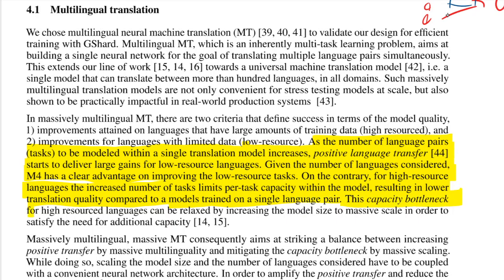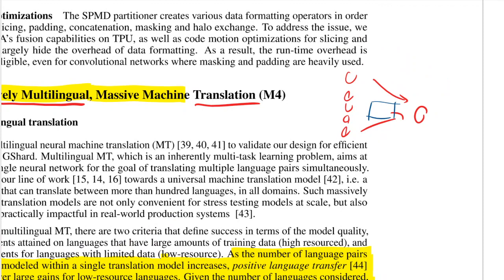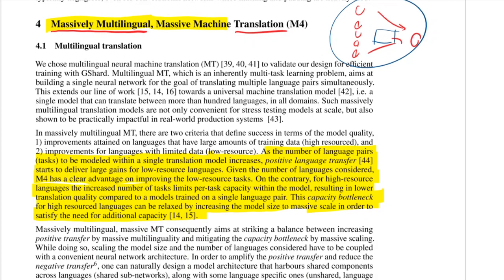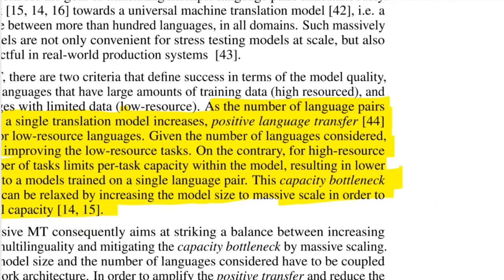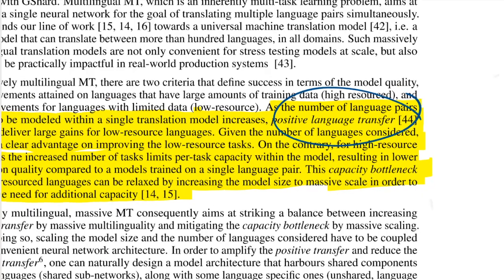This capacity bottleneck for high resource languages can be relaxed by increasing the model size to massive scale in order to satisfy the need for additional capacity. So basically they're saying if we train all of these languages together, that will help a lot for these low resource languages, but it might hurt the high resource languages, because now we would have enough data technically to train a French to English model in this giant model. We could train that. But now that we have all these other languages in there, it just hurts us because we don't have enough parameters. And we can solve this, of course, by simply adding more parameters. So that's the solution. Add more parameters and you increase the capacity of the model and you still get the benefits of the positive language transfer.